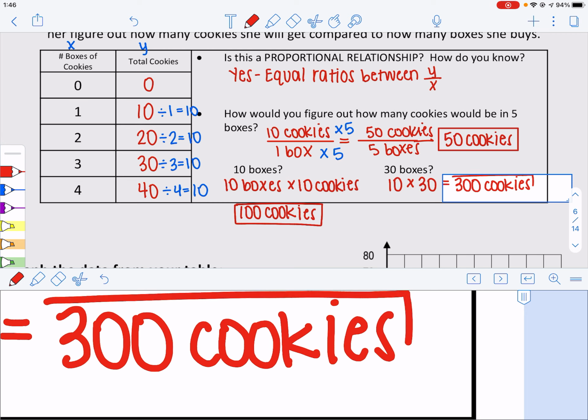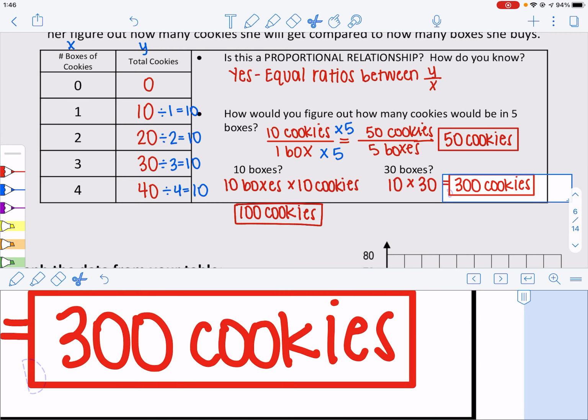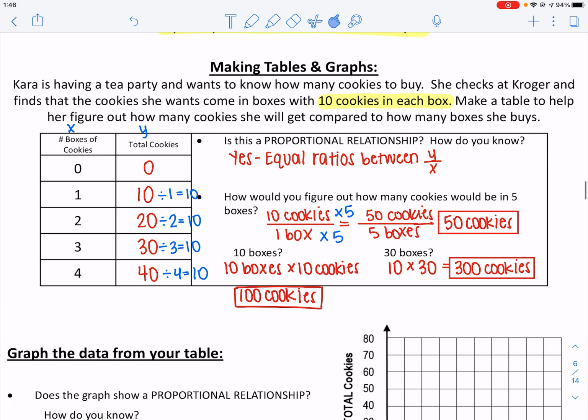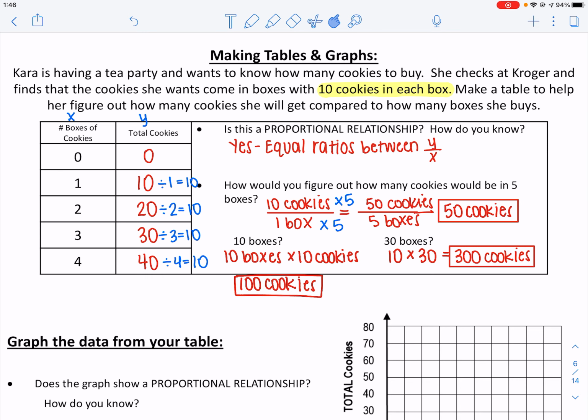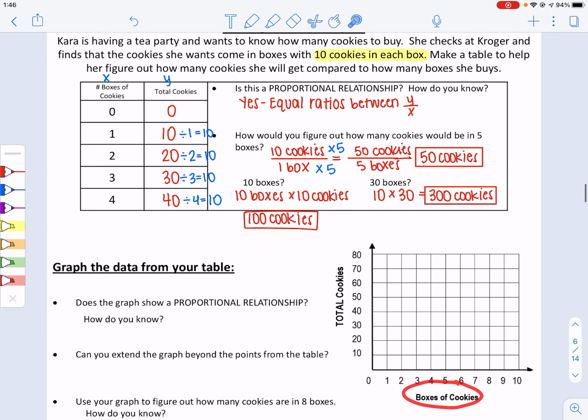Okay, so we are going to graph this one just to see what the graph looks like. We'll talk a little bit about graphs today, but we'll mostly just focus on our tables. So if you look at your data here, you have the point 0, 0, and notice your graph is already labeled. The x-axis is boxes of cookies, which we said in our table. Number of boxes of cookies was the x, and then the y-axis is total cookies. So total cookies, that's your y, and number of boxes of cookies, that's your x.